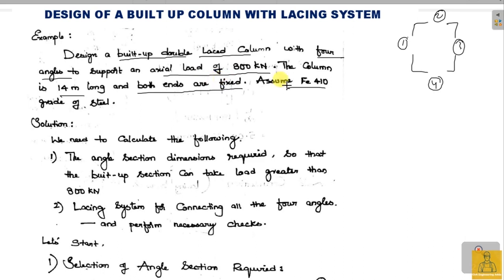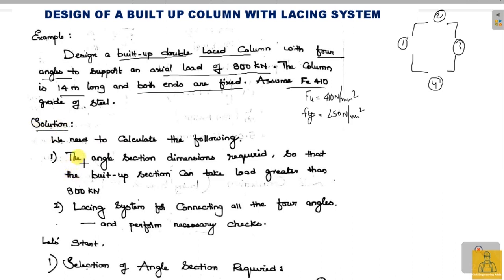Okay, so grade of steel is 410. If it is not given in the question also, you can take the grade of steel as 410. Of course, Fe 410 grade of steel implies the ultimate strength of the steel is 410 Newton per mm square. And what is the yield strength of that particular steel? 250. So these are the values you can directly take even if it is not given in the question. So let's go to the solution.